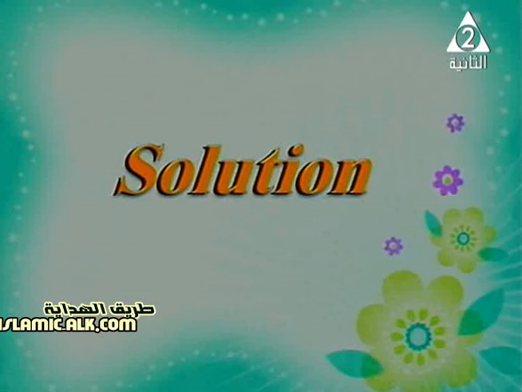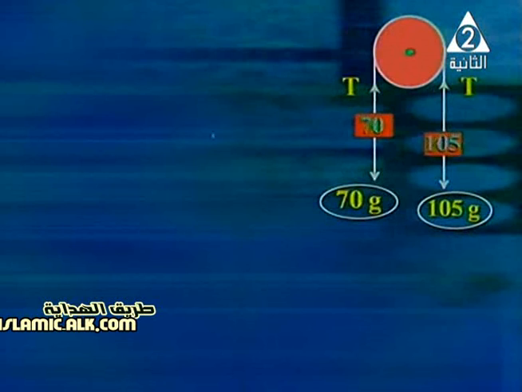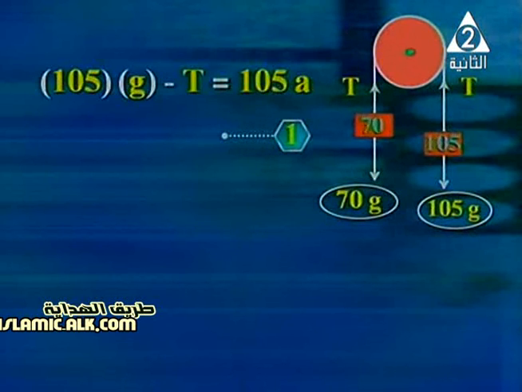Solution. Look at the first equation: 105g minus T equals 105a. This is the first equation of the first body. We know that the equation of motion is ma equals mg minus T. In the first body, its weight is 105. Then 105g minus T equals 105a.